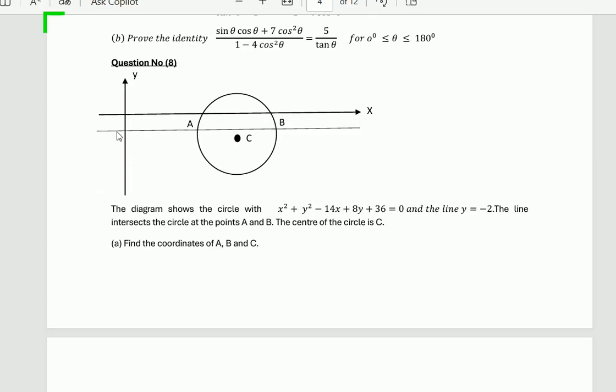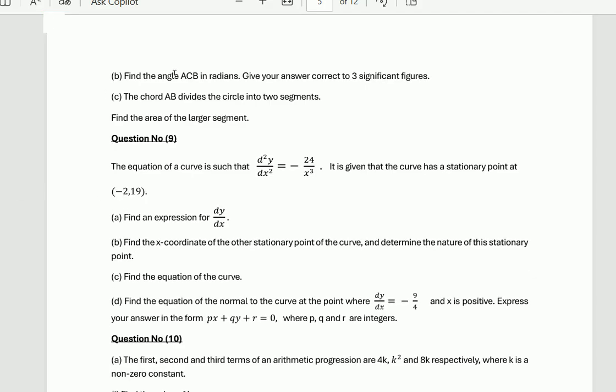For question number 8, as you see in the diagram of the circle, the diagram shows the circle with x squared plus y squared minus 14x plus 8y plus 36 equal to 0 and the line y equal to minus 2. The line intersects the circle at points A and B. The center of the circle is C. Find the coordinates of A, B, C. For part B, find the angle ACB in radians. Give your answer correct to 3 decimal significant figures. Part C, the chord AB divides the circle into 2 segments. Find the area of the larger segment.